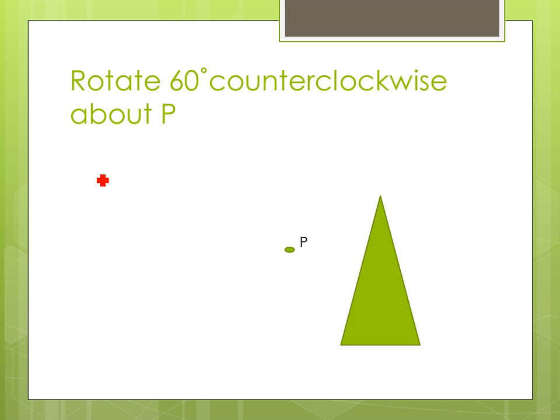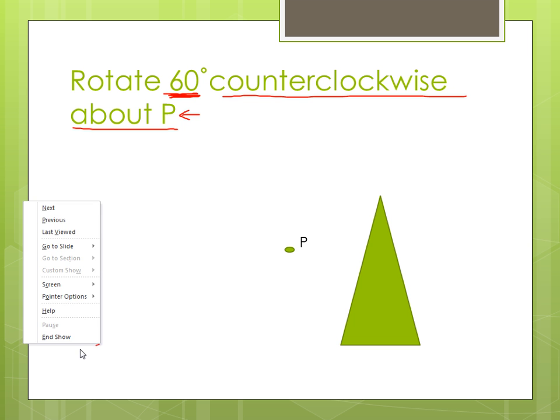When you're rotating something, and this is a little different than probably anything you've done in the past, when you're rotating something 60 degrees, that's not one of our normal angles that we do. This time we're going counterclockwise and we're going about some point other than 0, 0. This is how you're going to do this.